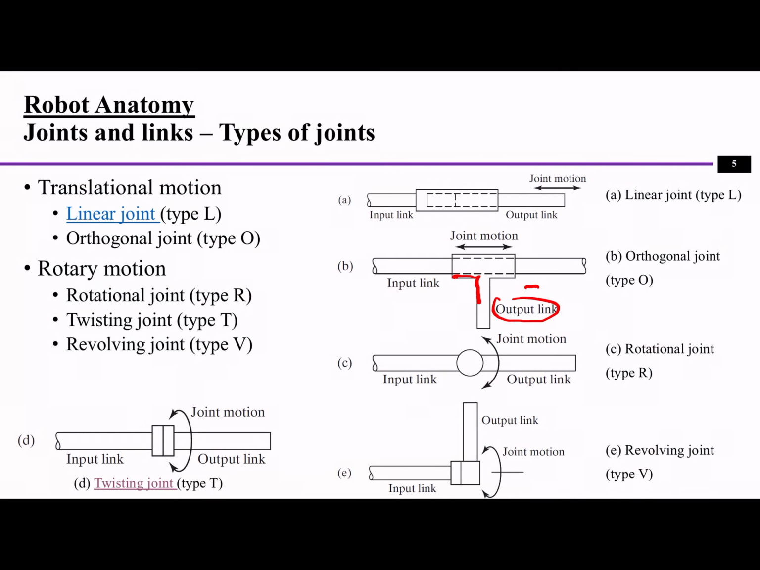Another one is a revolving joint. A revolving joint means this input link can rotate or spin, right? It will trigger the output link to move in a circular direction. So these are the different joints and also the motions.